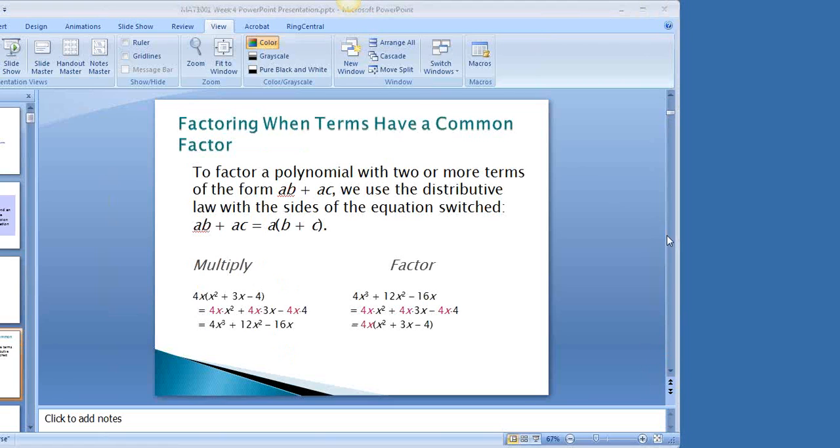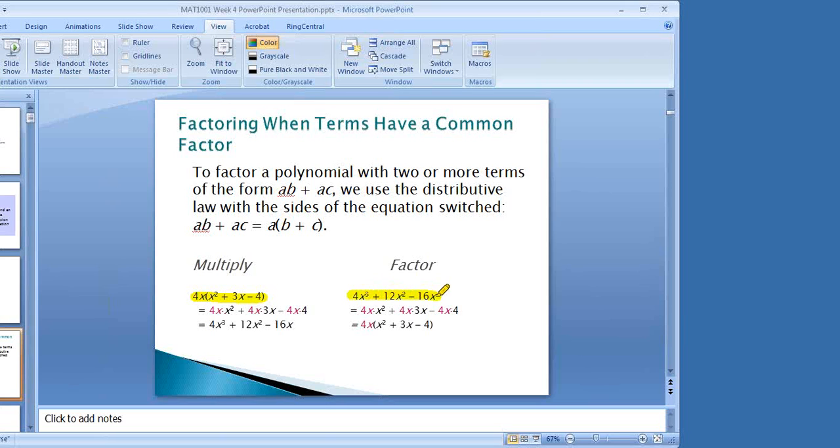If you look at the bottom left, you see where we have 4x times x to the second plus 3x minus 4. Now, we already learned how to do that last week. We just multiplied 4x through by everything. If there were like terms, we combined them. What we're going to do now is the reverse. We're going to start with our answer, what would have been our answer last week, and we're going to factor it.